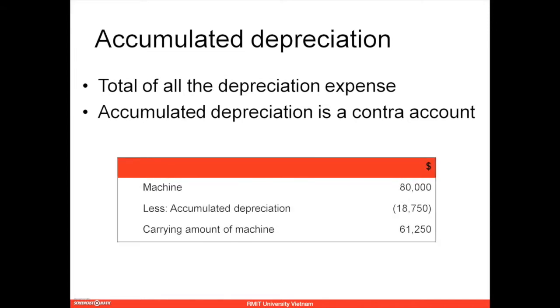Let's look at an example here. The company purchased a machine at a cost of $80,000. After 1 year, depreciation for the machine is $18,750. Now in this table, the accumulated depreciation was deducted from the original cost of the machine, and the carrying amount of the machine, which is the difference between the original cost and accumulated depreciation, is now $61,250.